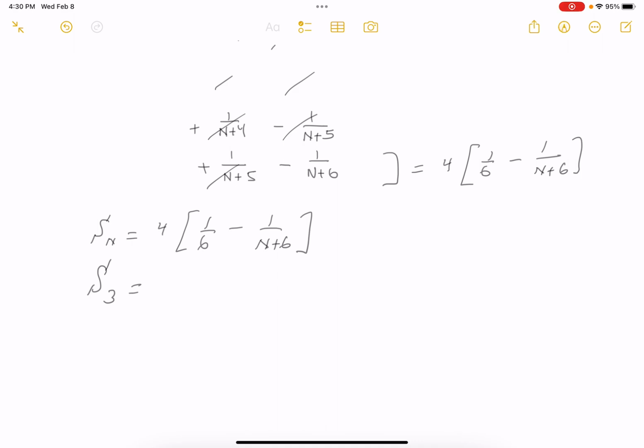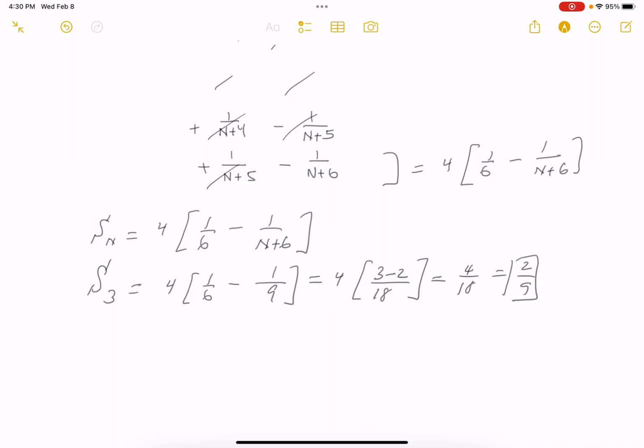S3 is what? Well, I put 3 down, so it's going to be 4 times 1/6 minus, if it's 3, 1/9. That's not that bad. I want to get a common denominator here. The common denominator would be 18, right? You get 3 minus 2, and that's 4/18. And what's 4/18? 2/9. I'd recommend looking at the key to verify that S3 is equal to 2/9, and it does. All right, let's go to the next one.